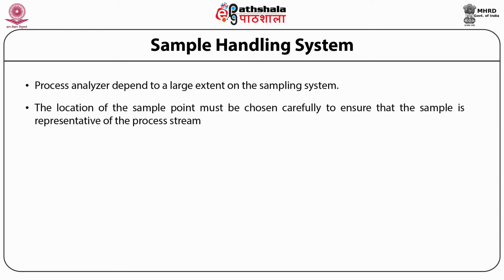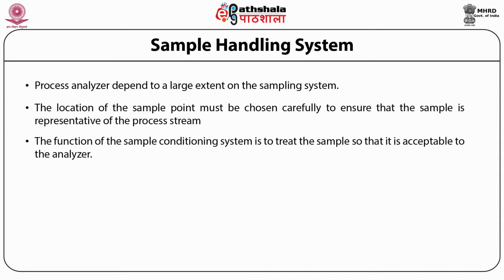Heating is provided by steam jacketing the line or by steam tracing, that is, by running a steam line adjacent to the sample line. The function of the sample conditioning system is to treat the sample so that it is acceptable to the analyzer. For the simple case of gas under positive pressure, the sampling system may be no more than a filter and pressure reducer.